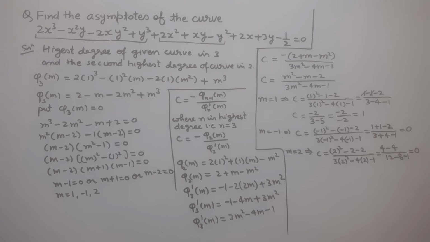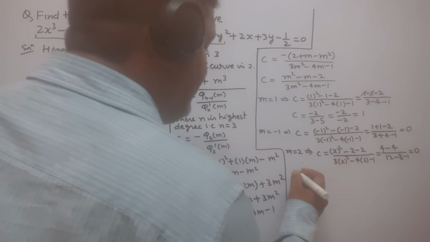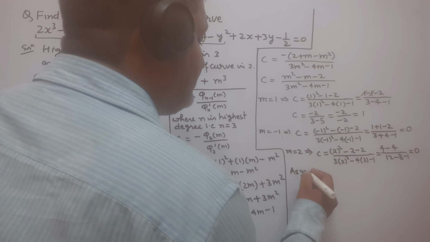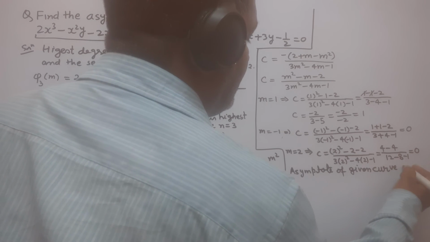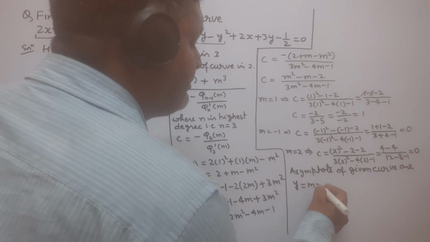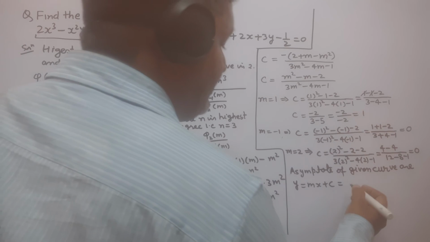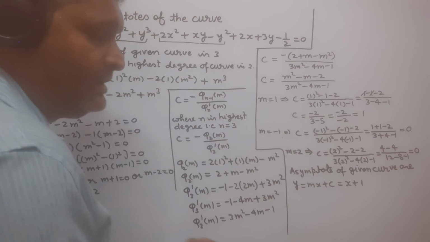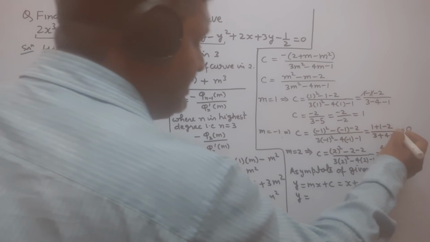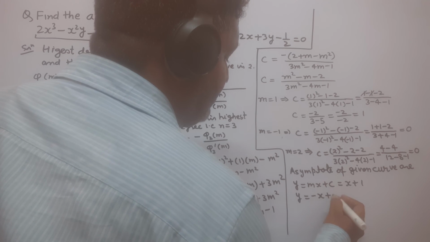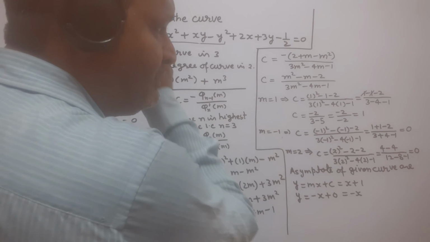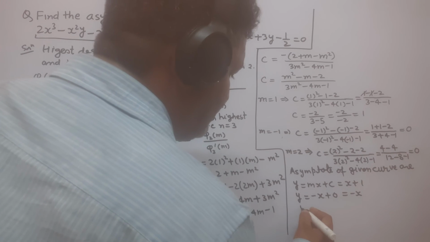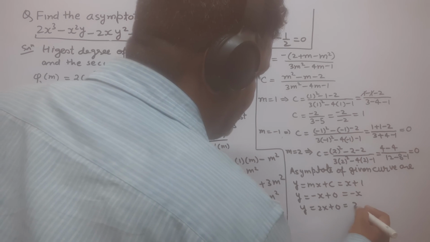Now we find the asymptotes of the given curve, which are y is equal to mx plus c. So we put m equal to 1 and c equal to 1, so we get y equal to x plus 1. If we put m equal to minus 1 and c equal to 0, we get minus x plus 0, that is minus x. If we put m equal to 2 and c equal to 0, we get y is equal to 2x plus 0, that is 2x.